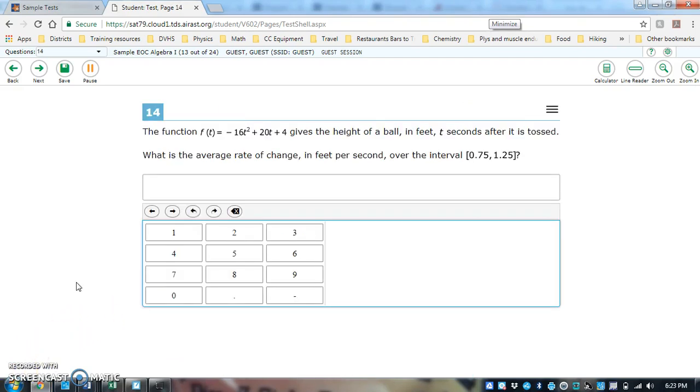All right, finally in this problem 14, we're given a function f of t is equal to negative 16t squared plus 20t plus 4. That gives the height of a ball in feet t seconds after it's tossed. This is a quadratic. We're asked to find the average rate of change in feet per second over the interval 0.75 to 1.25 seconds. This requires us to put this in the calculator.